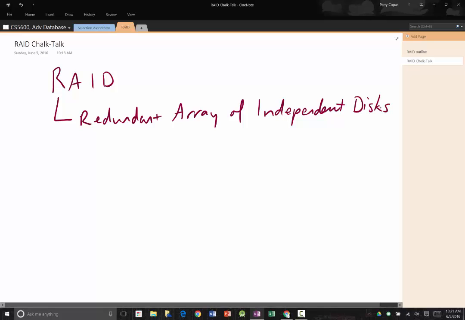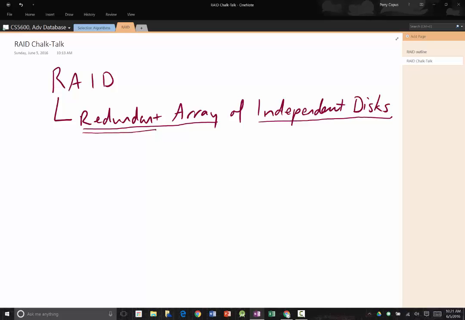So the first thing is we're going to talk about multiple disks that are each independent from one another being used together as a redundant array. The key word here is redundant. And why would we want to do this? There are three main reasons that we would want to employ independent disks together and turn them into an array.